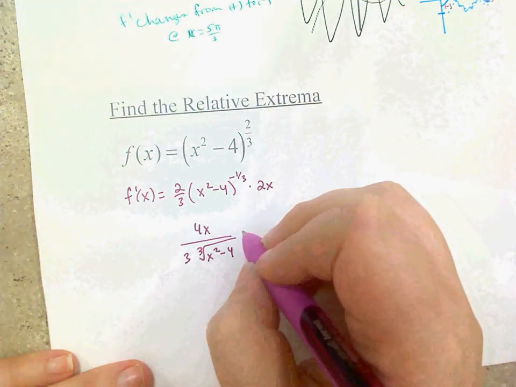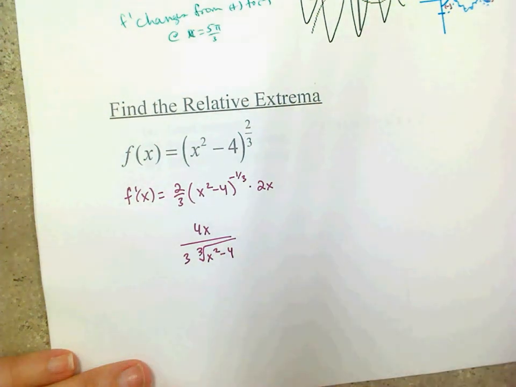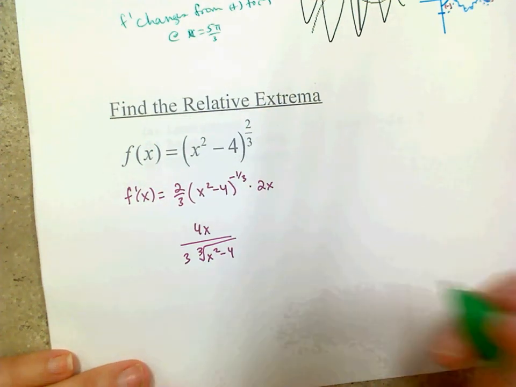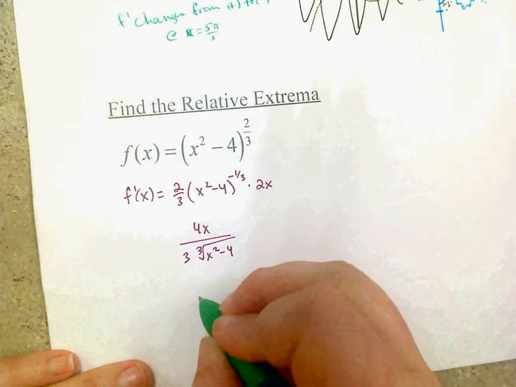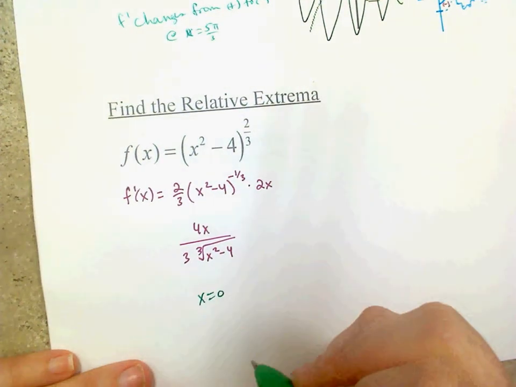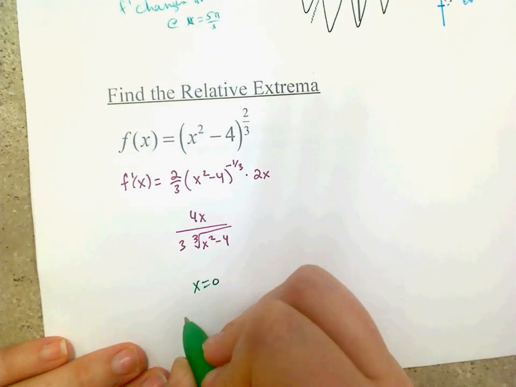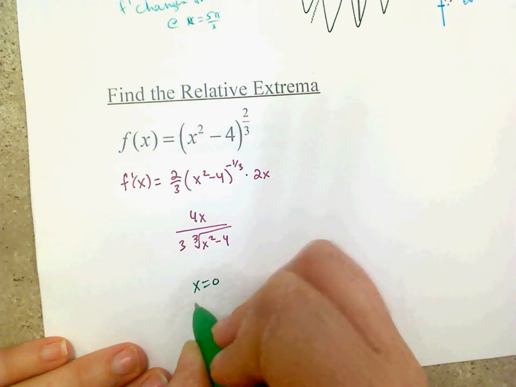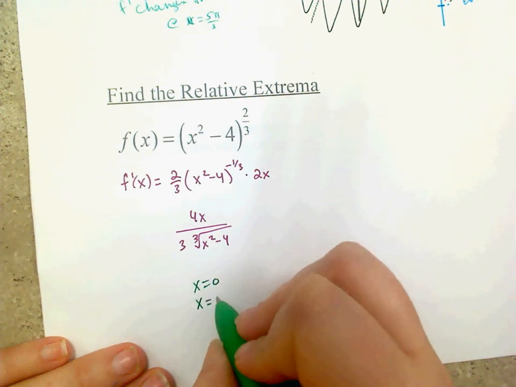Now my critical points are when the derivative is 0 or undefined. Don't forget that. So my numerator is 0 when x equals 0. Okay? My denominator is 0 when x squared minus 4 equals 0, and so that's when x equals plus and minus 2.